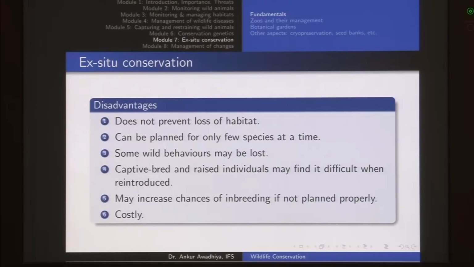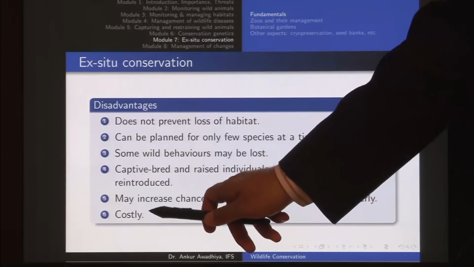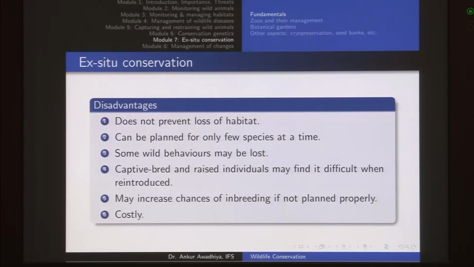So all these factors mean that when you are starting an ex-situ conservation facility, you should plan for a larger facility. So not only are you giving these animals more amount of interventions, more intense observations, but also you need to plan for a larger facility, and all of these increase the cost of the conservation. So the ex-situ conservation becomes much more costly.